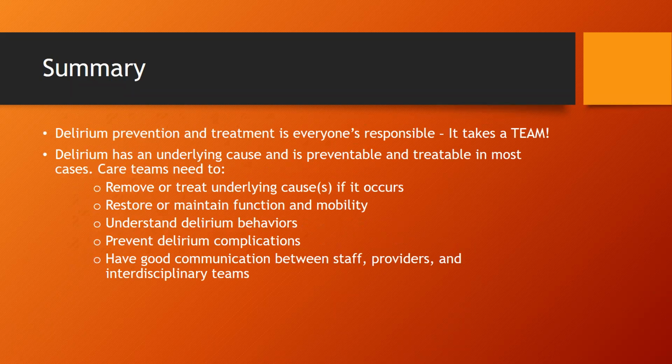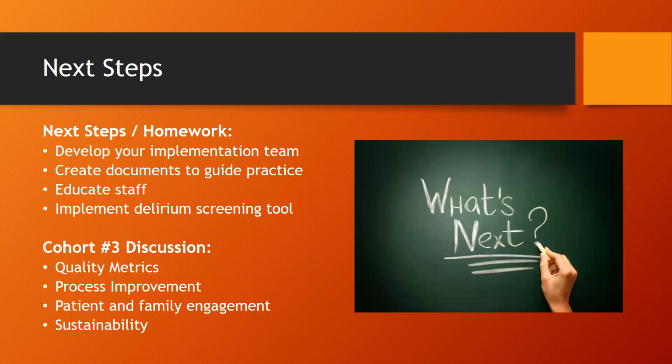So we'll do a summary here. Delirium prevention and treatment, it's everyone's responsibility. It takes a team. Delirium has an underlying cause and it's preventable and treatable in most cases. Care teams need to remove or treat the underlying cause if it occurs, restore or maintain function and mobility, understand delirium behaviors, prevent delirium complications, and as always, have good communication between staff, providers, and interdisciplinary teams.